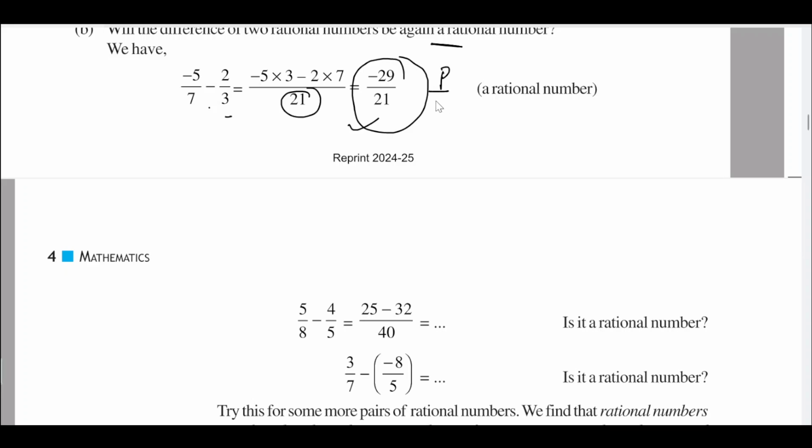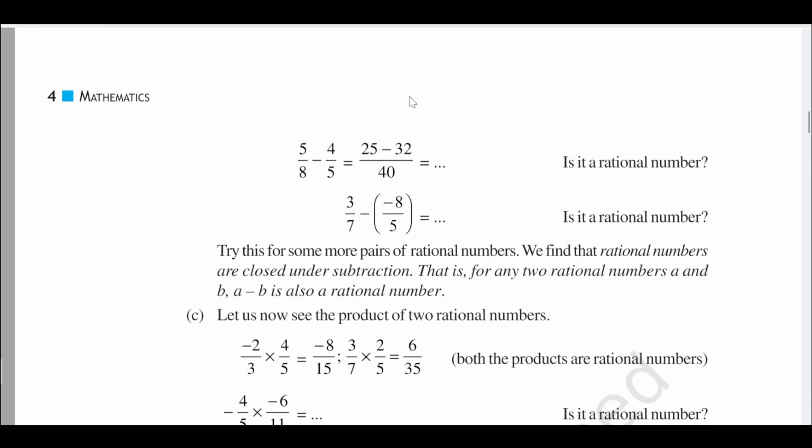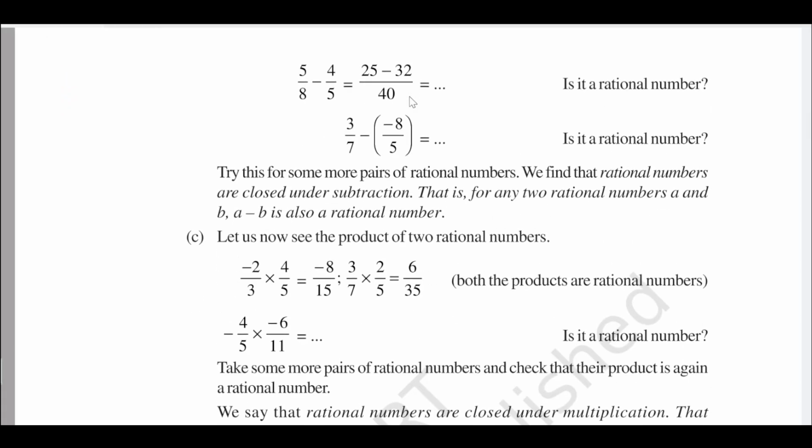Why? Because it can be written in the form of P by Q, where Q is not equal to 0. So it is also a rational number. Let's practice some other examples also. 5 by 8 minus 4 by 5. We got 25 minus 32, which is minus 7 by 40.